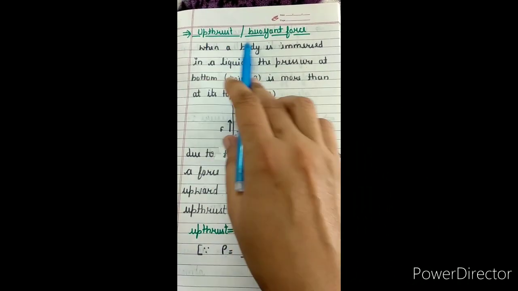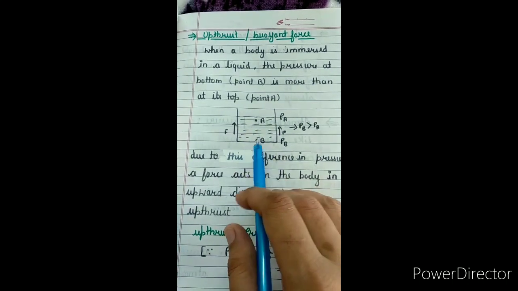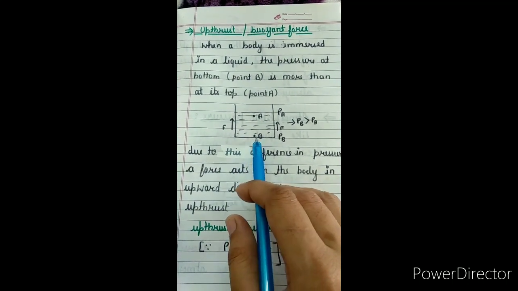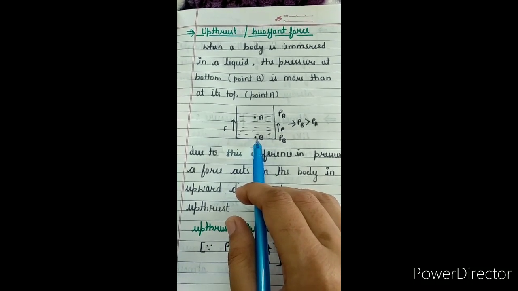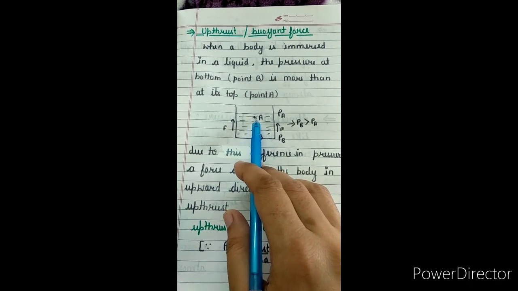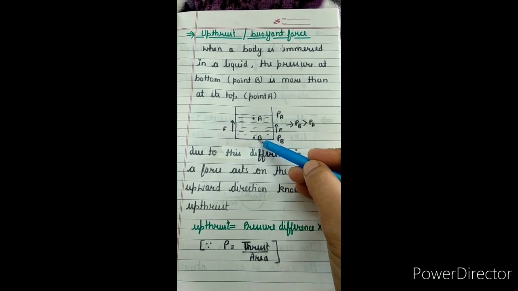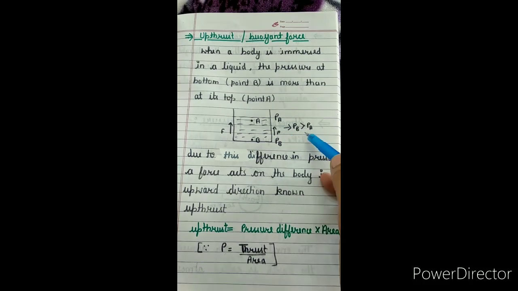Next is the upthrust or buoyant force. Let us consider a beaker filled with water, and fix two points, one at the top, another at the bottom. From all the activities we have done till now, we know that the liquid pressure is more at the bottom compared to the top. So there is a pressure difference between these two points. Pressure at point B, PB, is more than the pressure at point A, PA.